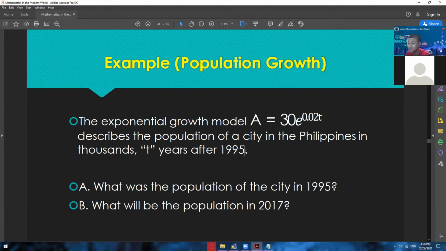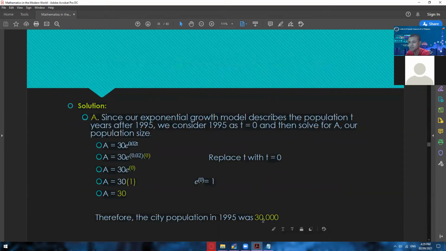Yeah, very good. We assume that the current year is 1995, and it's asking what the population is at year 1995. If you substitute, 30,000 times 2.718 raised to 0.02 times t, this t will become 0. Then 0 times 0.02 is 0, and e raised to 0 is 1. So 30 times 1 is 30, or 30,000. So here's the solution for letter A. The answer is still 30,000.